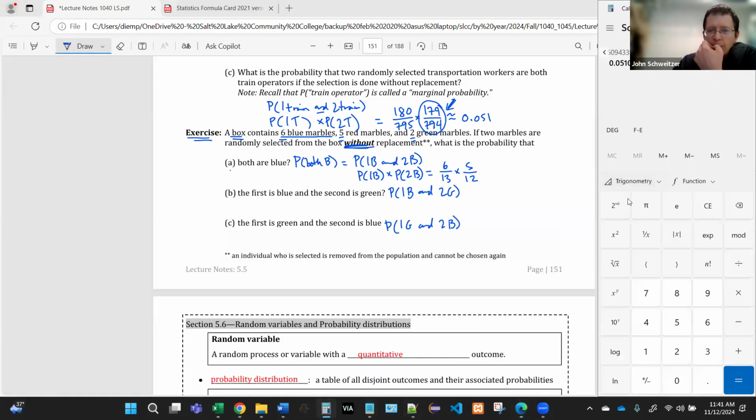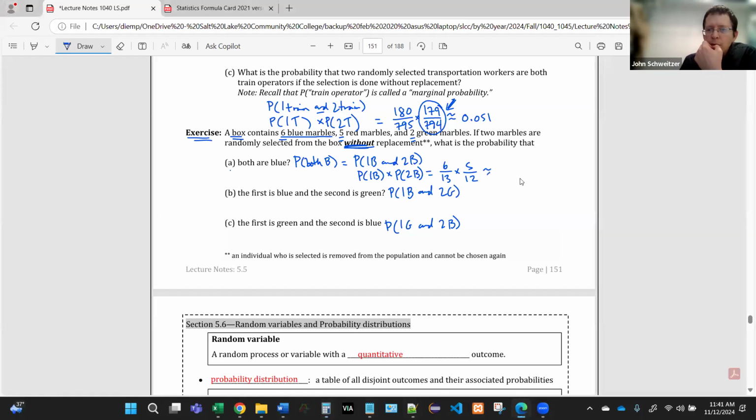There. Okay, so we go 6 divided by 13 times 5 divided by 12, and it's about 19% chance. Okay, so 0.192. So about 19% chance that you randomly select 2 marbles, they're going to be blue. And this really is how the world works. If we sat around with a box that had this number of marbles with these colors, and we empirically just tested this out, eventually we would get something converging to 19.2 using the law of large numbers.